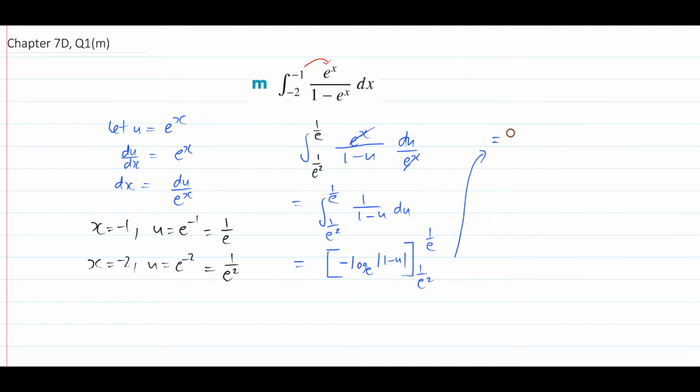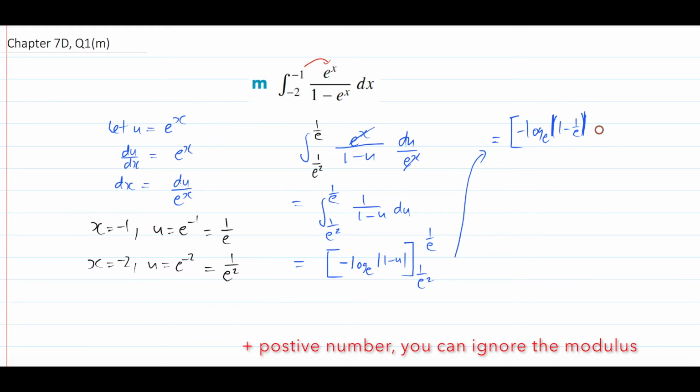Okay, next part, we sub in 1 over e into the u. And if you do that, we get negative log e mod 1 minus 1 on e. In that case, we should put a mod really, because 1 minus 1 on e is actually a negative number, so it should actually be 1 over e minus 1. But anyway, we'll keep the mod in there, keep it simple. That's the first one, we sub in 1 over e.